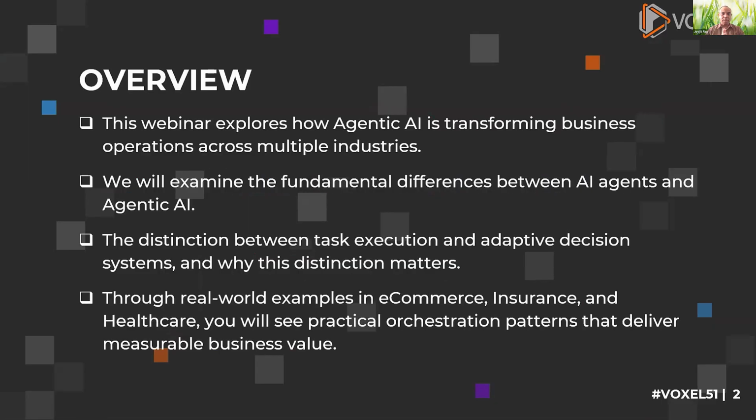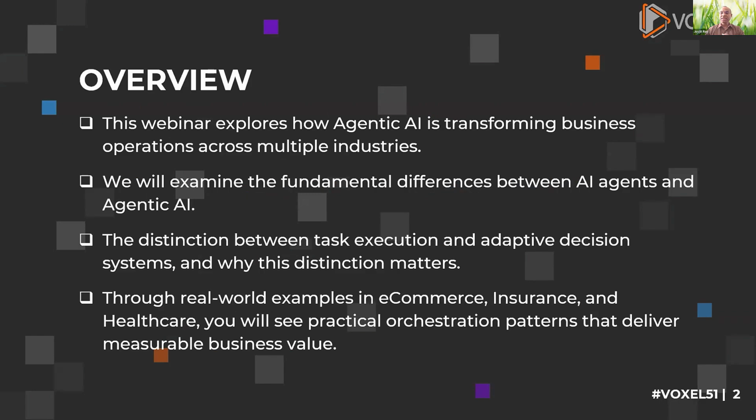So this is the overview. This webinar will explore how Agentic AI is transforming business. Then it will examine the fundamental differences between AI agents and Agentic AI. We need to understand the difference between the AI agent and Agentic AI, and it is very important in this context. And then we'll talk about the distinction between task execution and adaptive decision systems, and why this distinction matters.